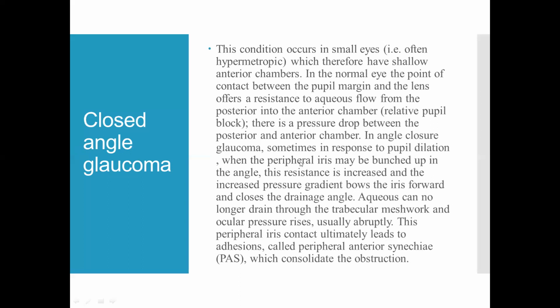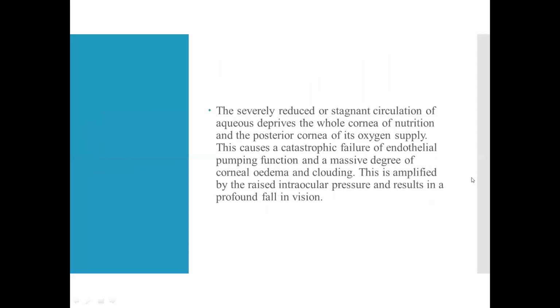In angle closure glaucoma, sometimes in response to pupil dilation, when the peripheral iris may be bunched up in the angle, this resistance is increased and the increased pressure gradient moves the iris forward and it closes the drainage angle. The aqueous humor can no longer drain through the trabecular meshwork and ocular pressure rises, usually abruptly. This peripheral iris contact ultimately leads to adhesions, which are called peripheral anterior synechia (PAS), which consolidate the obstruction.